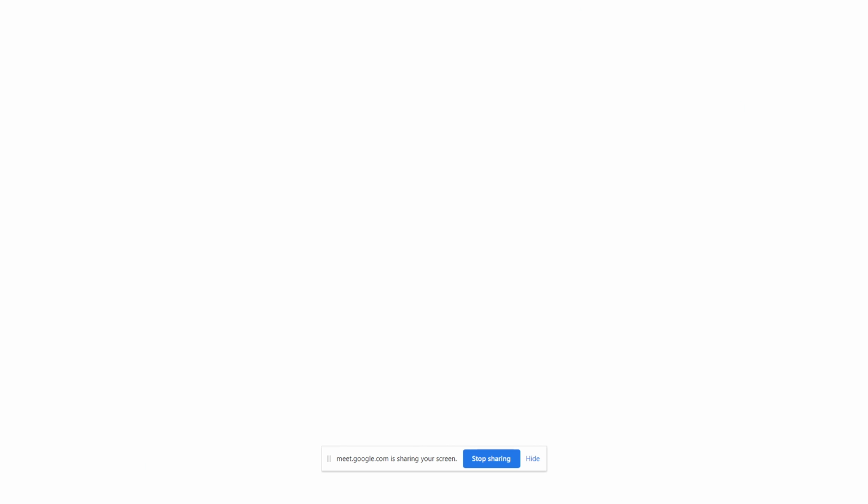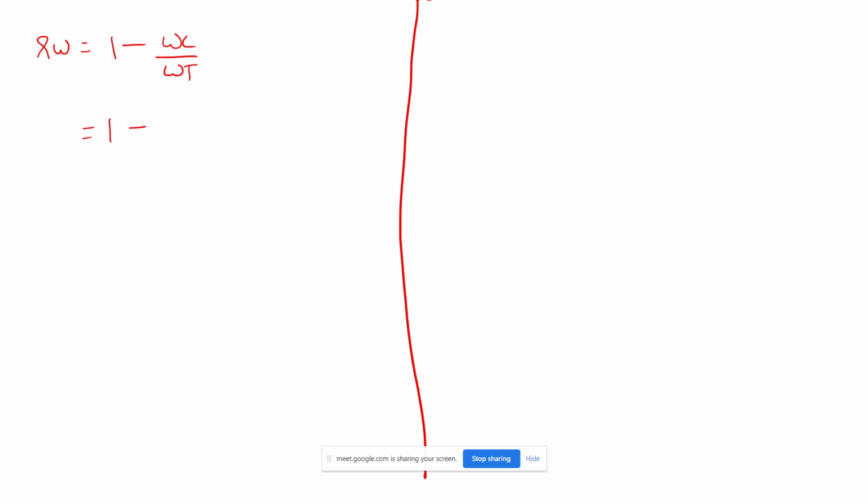Now we just have to put the values. So what will be the back work ratio? It will be 1 minus compressor work upon turbine work. So what is the compressor work? H4 minus H3, and turbine work is H1 minus H2. Just put the values and we will get the answer. What is the value of H4?